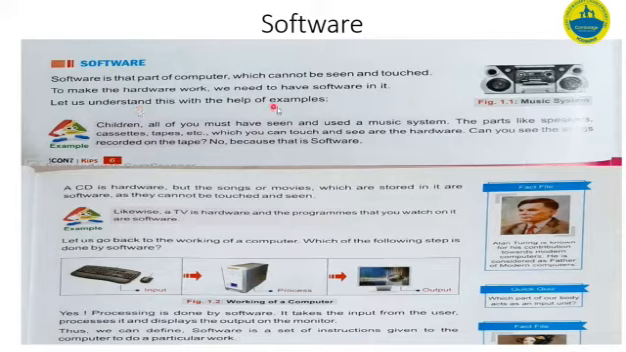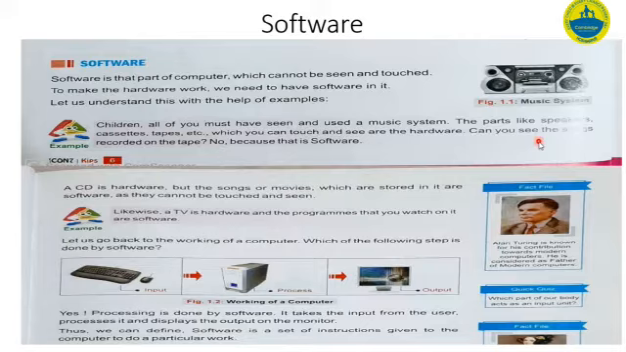Let's understand with the help of examples. For the working of any machine or device, hardware and software both are compulsory. For example, all of you must have seen or used a music system. The parts like speakers, cassette, tape, etc., which you can touch and see, are called hardware. Now inside these cassettes, we have different songs which we cannot see or touch. So the songs are software.